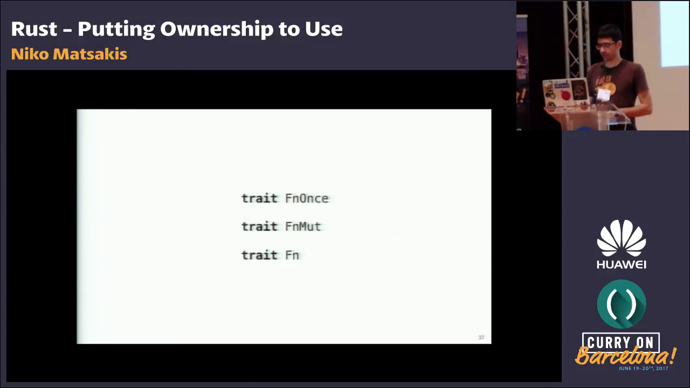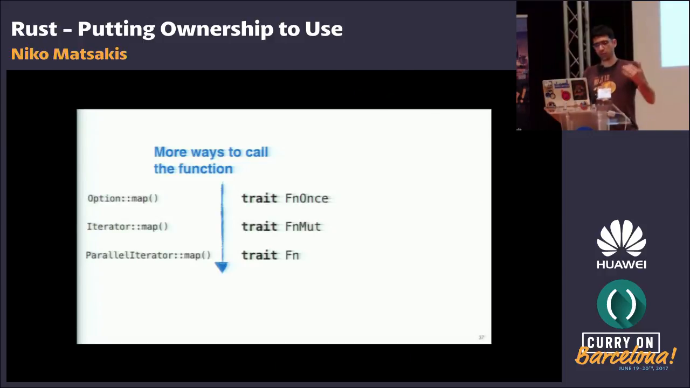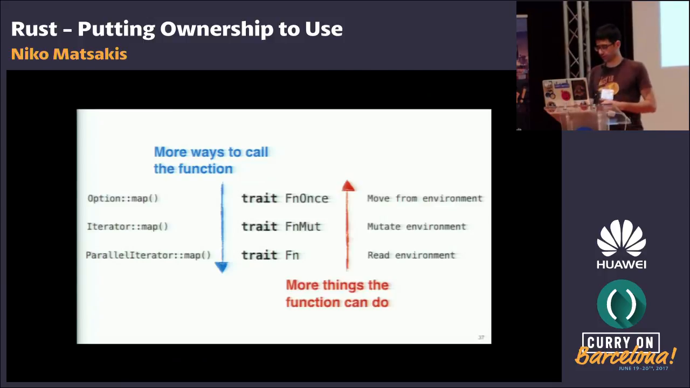And so if you put these traits down, you see that as you go down the hierarchy, you get more ways to call the function. It starts at the most restrictive, and then it gets more flexible. And you kind of pick the level for what you need as a consumer of a closure. But on the other hand, as you go up, the closure gets more power.